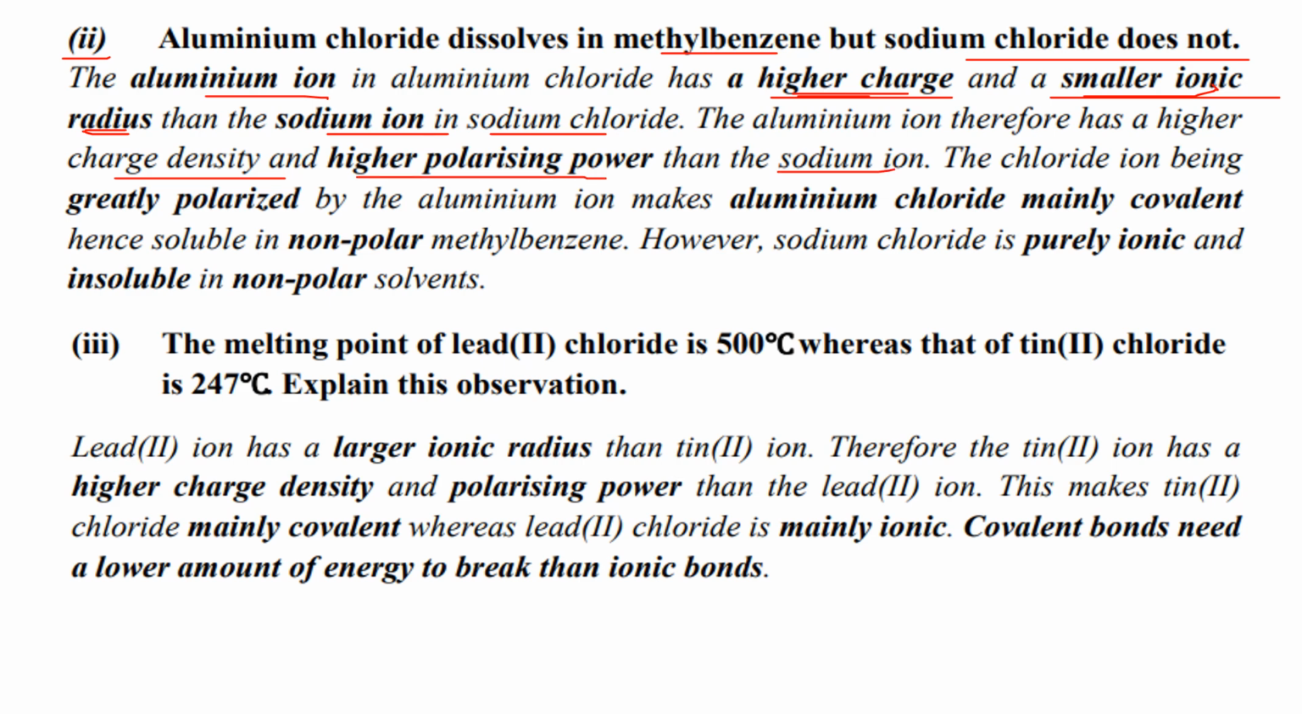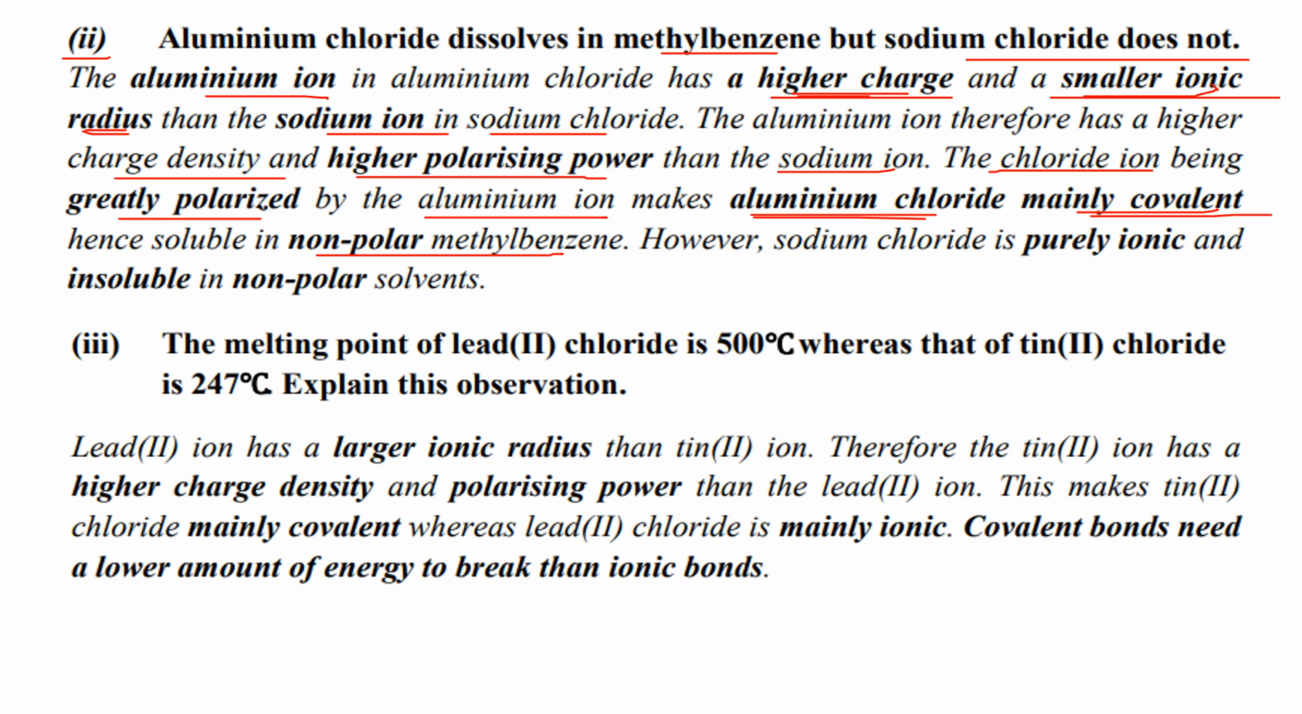than the sodium ion, and therefore the chloride ion is going to be greatly polarized by the aluminum ion in aluminum chloride, and therefore we expect that aluminum chloride to be mainly or partly or predominantly, you choose one of the words that is easier for you, you either use mainly, partly, or predominantly covalent, and hence is going to be soluble in nonpolar solvents such as methylbenzene, because covalent compounds are soluble in nonpolar solvents. So since aluminum chloride is partly or mainly covalent, it is going to be soluble in nonpolar solvents.